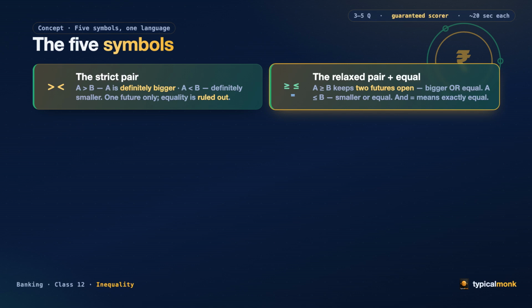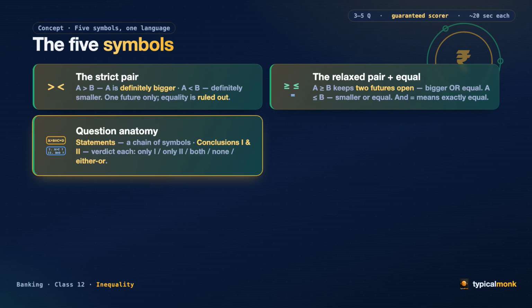Tile 2, the relaxed pair and equal alongside. A greater than or equal to B. This symbol keeps 2 futures open. A could be bigger or exactly equal. Likewise, less than or equal to, smaller or equal. And equal means exactly equal. That distinction, one future versus 2 futures, is the most precious line of today.